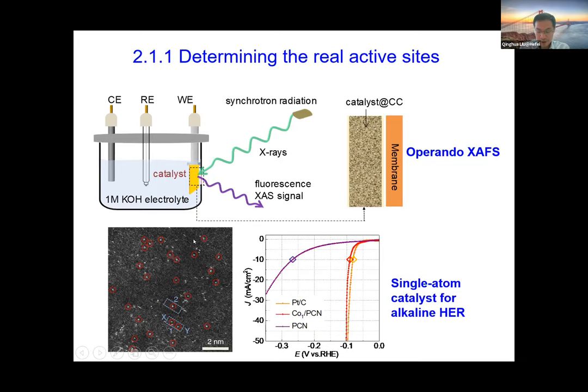The cobalt single atom catalyst shows a good HER activity, and the activity is comparable with that of a platinum carbon catalyst. Thus, this cobalt single atom catalyst provides a good model for investigating the catalytic mechanisms of HER in alkaline solutions. The electrolyte is one mole per liter of potassium hydroxide solution.